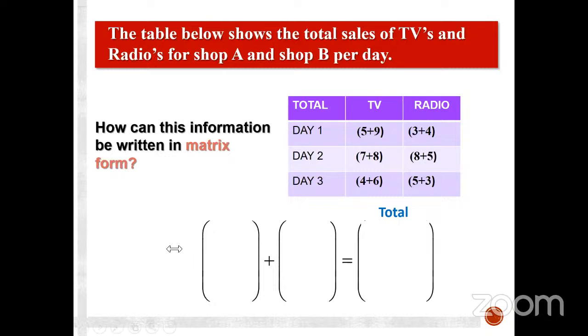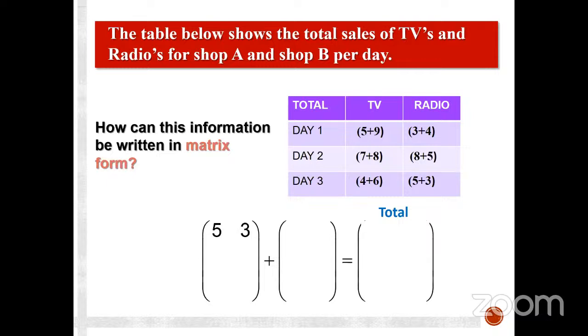All right, so let's start out with the first one. For the first one, I have 5, and then I have 3. Remember, we're talking about shop A and shop B. So the first number that we are adding comes from which shop? When I say 5 plus 9 for day 1 TV, the 5 came from which shop? For TV it would have been shop A, and 3 would have been the sales for radio from shop A. They are saying shop A.